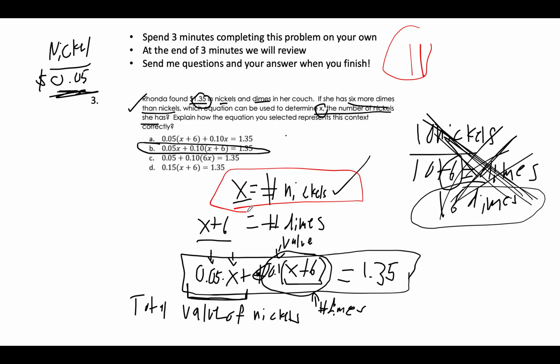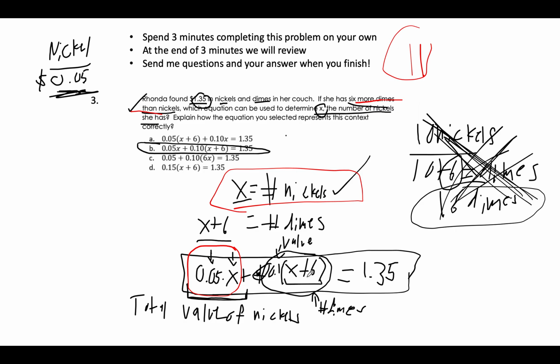Explain how the equation you selected represents the context correctly. So we have x number of nickels. We know that we have 6 more dimes than nickels, so 6 plus x is going to be the number of dimes. And we know that a nickel is worth 5 cents, so the value of our nickels in the couch is going to be 0.05 times x.